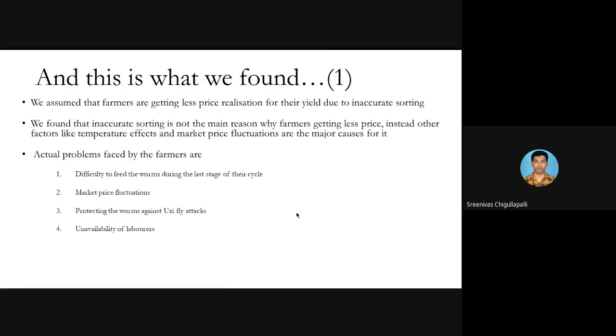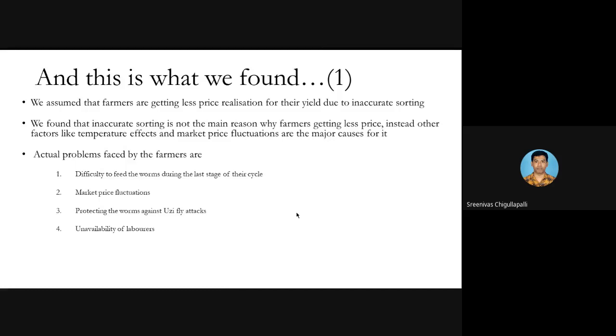They have difficulty in feeding the worms at the correct stage of time, because the entire lifetime of these sericulture worms is actually very short. In 14 to 21 days, it produces the cocoon. So in the early stage and larva stage, we have to feed them a huge amount of mulberry leaves, especially in southern India. They are also subjected to price fluctuations in the market, and there are pest attacks, which are a major problem for them, and also unavailability of labor.